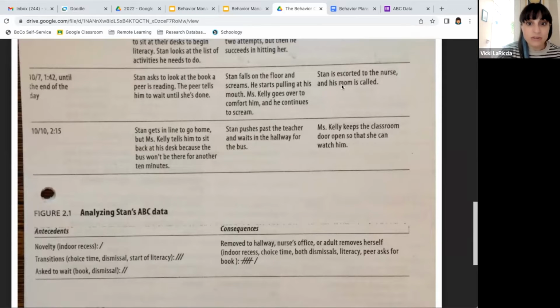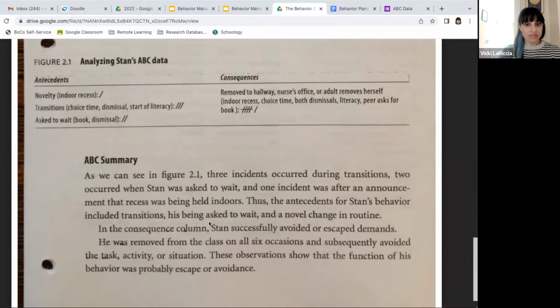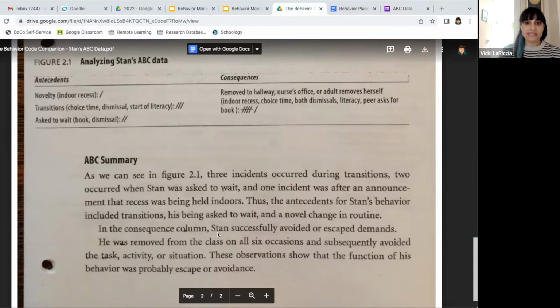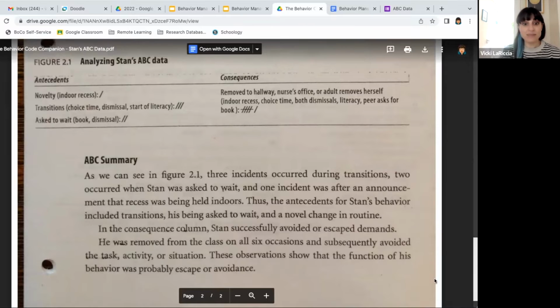And we have in the chat, work avoidance or escape from demand. Yeah, he wants to be removed from the class. Someone else says avoidance. Maybe a little bit of attention, which is another function. So let's see what the behavior code people said. You guys can read this last paragraph here. You might see here, Stan successfully avoided or escaped demands by exhibiting these behaviors. So the function might, like you guys said, be escape or avoidance.